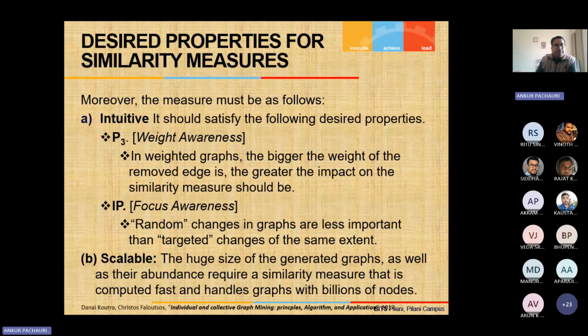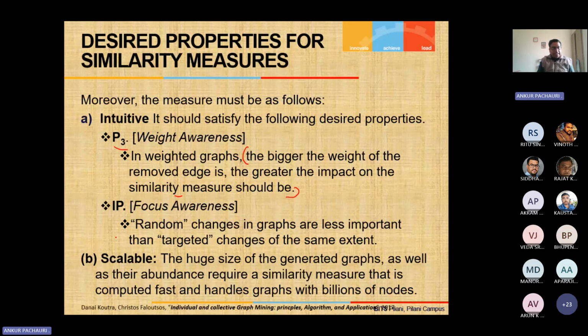There are a few more intuitive properties. Intuitive means whatever the algorithm is, it should be weight aware. In a weighted graph, the bigger the weight of the removed edge, the greater the impact on the similarity score should be. So our similarity computation should be weight aware, meaning we should be capable of dealing with a weighted graph. If the weight of the removed edge is higher, then the impact on the similarity score should be more.